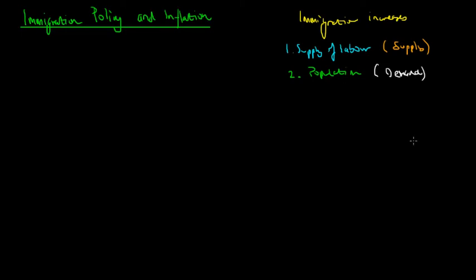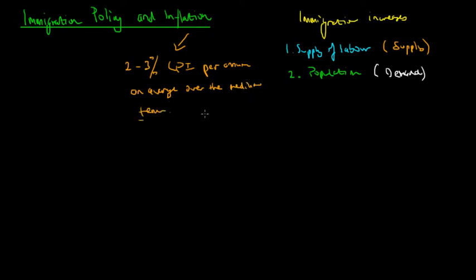Inflation, as we all know, is the major economic goal. And the goal of low inflation is achieved when CPI is around 2 to 3% per annum on average over the medium term. So over the course of the business cycle, 7 to 10 years, or the medium term. So that is the major goal of the RBA.